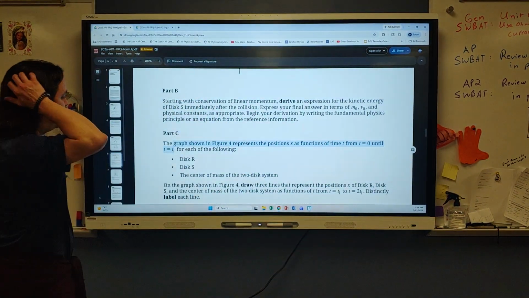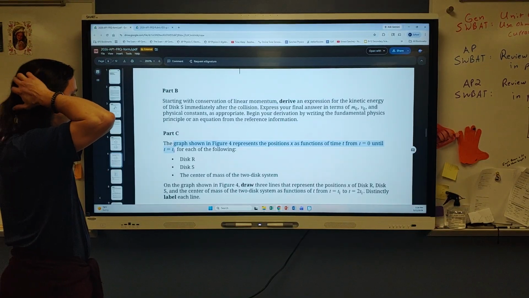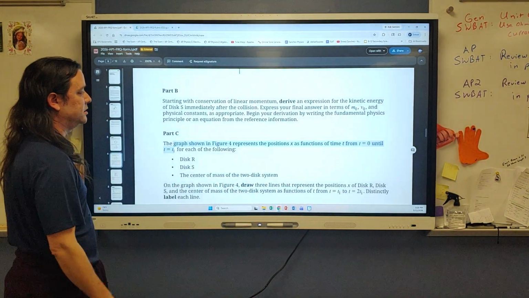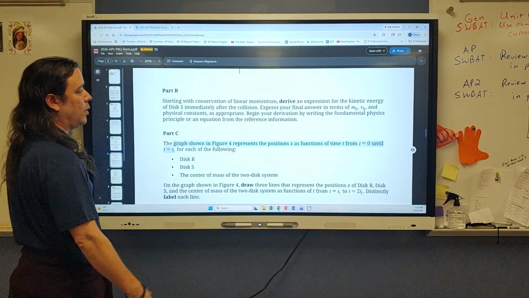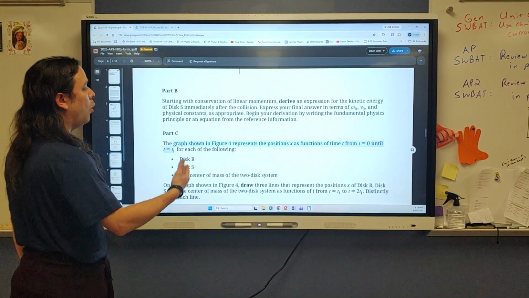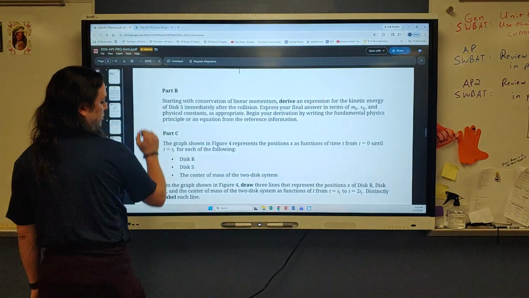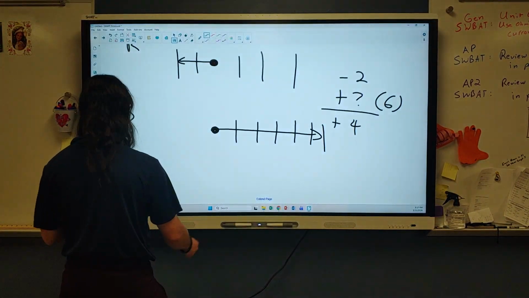Derive an expression for the kinetic energy of disk S immediately after the collision. Express your final answer in terms of m naught, v naught, and physical constants as appropriate. Begin your derivation by writing the fundamental physics principle or an equation from the reference sheet. Well, they already told us to start with conservation of linear momentum, so I'm going to do that.